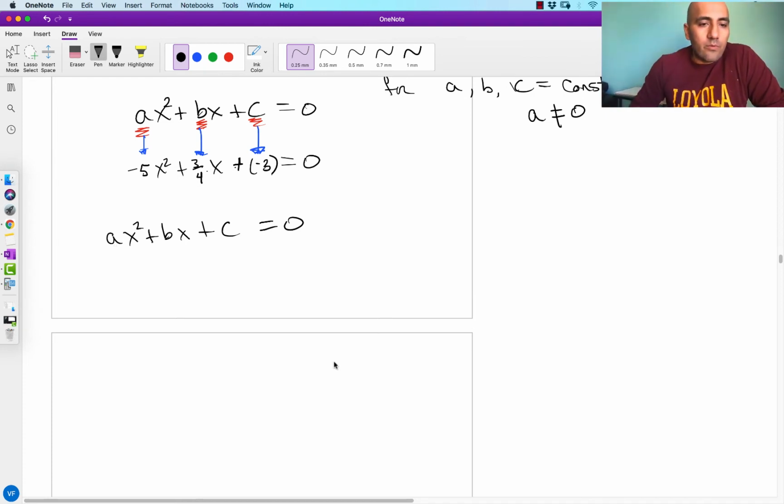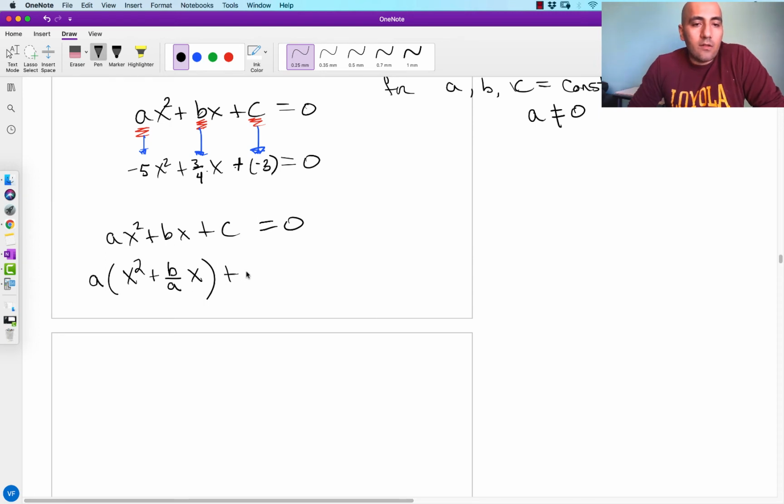So I want to be able to rewrite this as a times, well, x squared is easy. Now this one's harder. How do we factor out an a from a b? Well, it's a little trick. What we want to do is rewrite this as a fraction, b over a, x, parentheses. Note that if I distributed this, a times x squared is ax squared. A times b over a, the a's would cancel, giving you just the b. And now I'll leave the plus c alone.